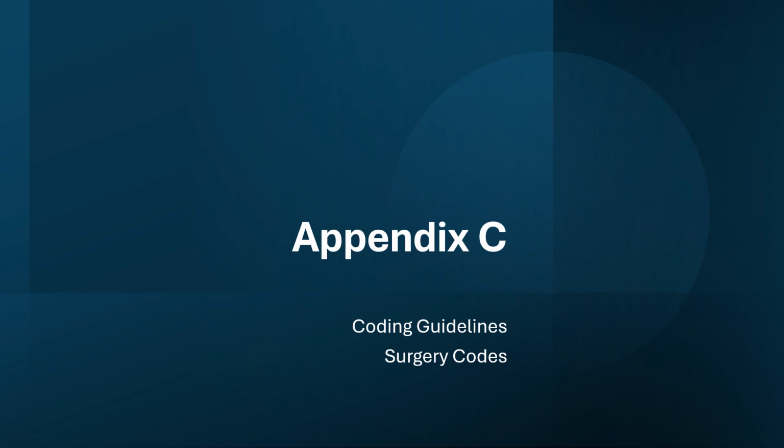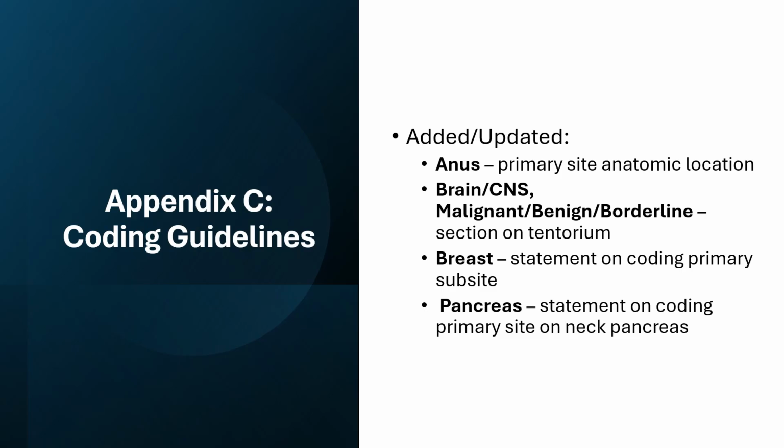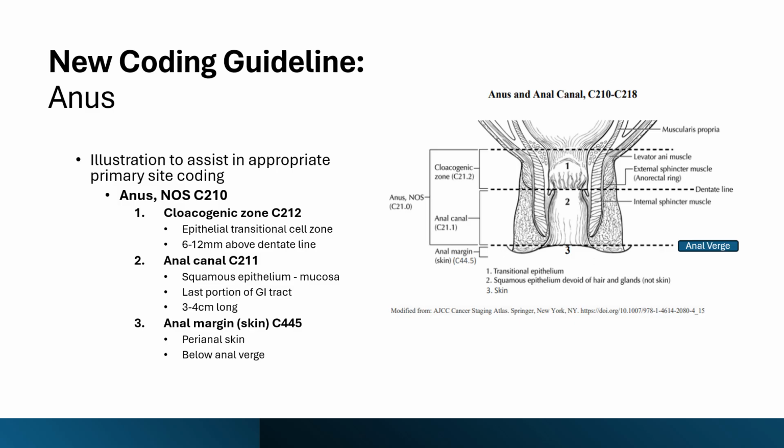We are now going to look at Appendix C updates to coding guidelines and surgery codes. The coding guidelines in Appendix C that have been added or updated are: anus has been a new addition, and we will go over this in the next slide. Also, brain CNS, both the malignant and the non-malignant, has a new section on the tentorium. The breast coding guideline now has a statement on coding primary subsite, and the pancreas has a statement now on coding the primary site neck of pancreas.